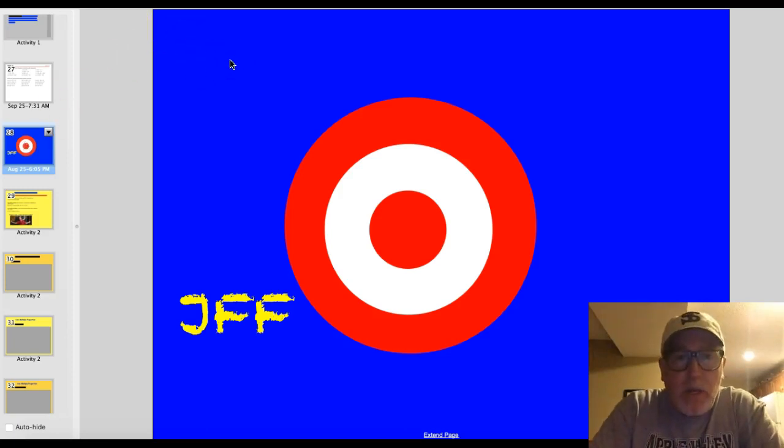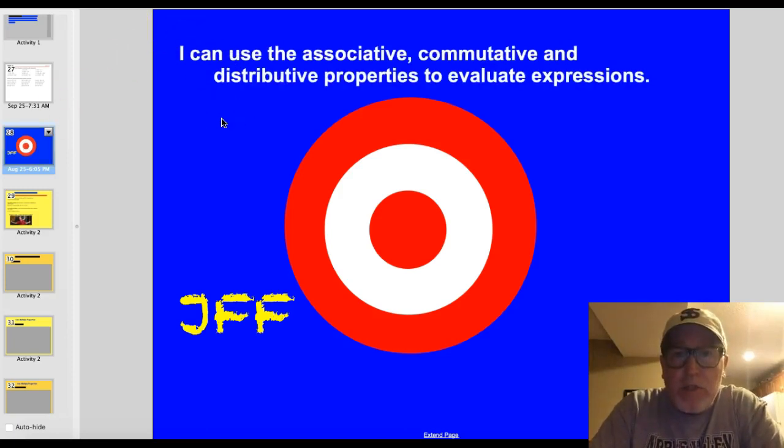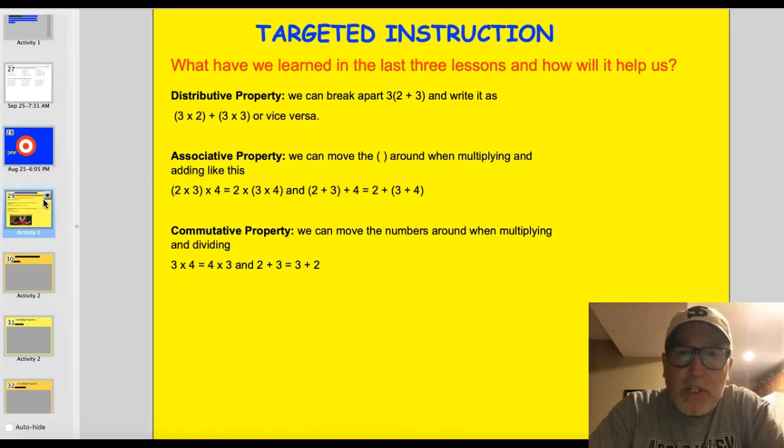Alright, so anyway, tonight officially our target is: I can use the associative, commutative, and distributive properties to evaluate these expressions. Let's do this thing. Let's start off with just some targeted vocabulary that we've been talking about for the last 3 lessons.